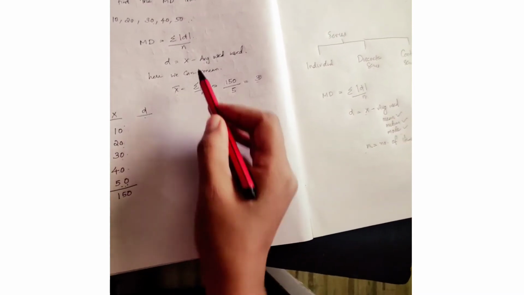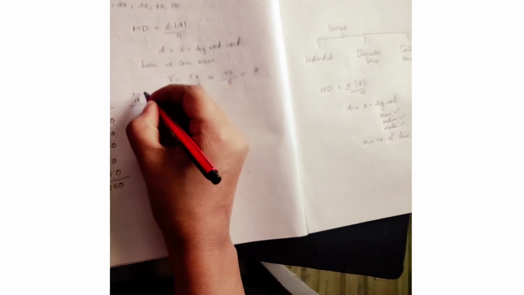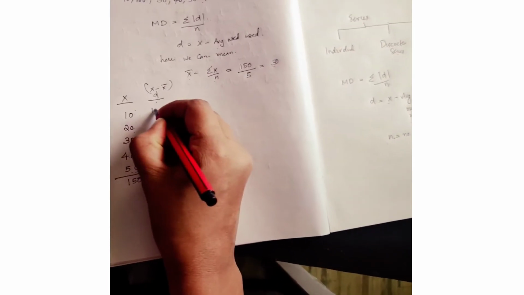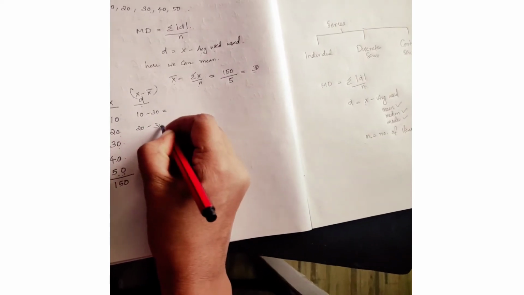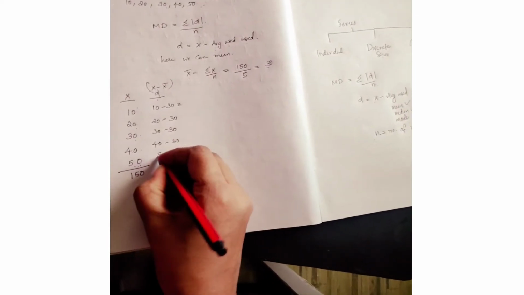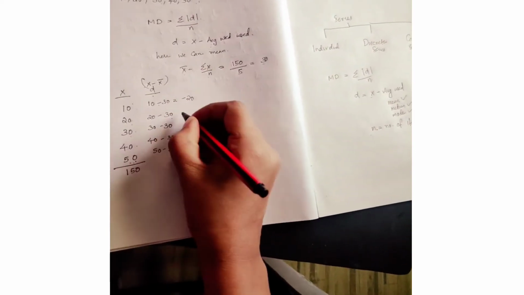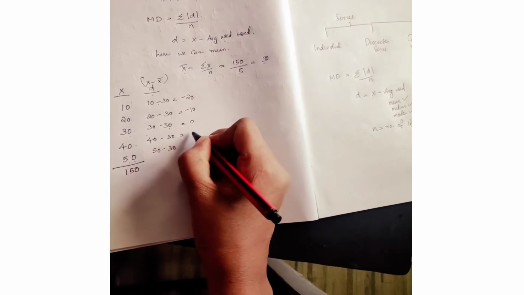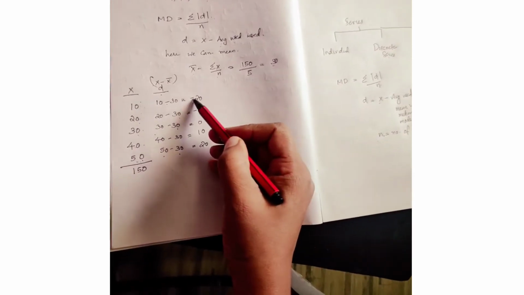Now we should find d. We have already said that d can be calculated by x minus average used; since we used mean, we calculate it by x minus x bar. That is 10 minus 30, then 20 minus 30, then 30 minus 30, 40 minus 30, then 50 minus 30. 10 minus 30 is minus 20, 20 minus 30 is minus 10, 30 minus 30 is 0, 40 minus 30 is 10, and 50 minus 30 is 20. Here you can see negative figures.